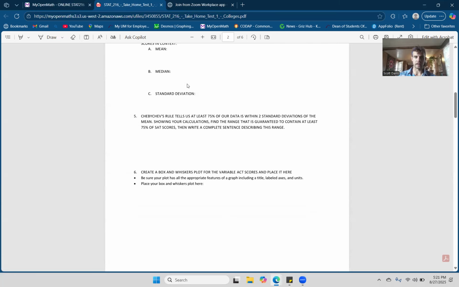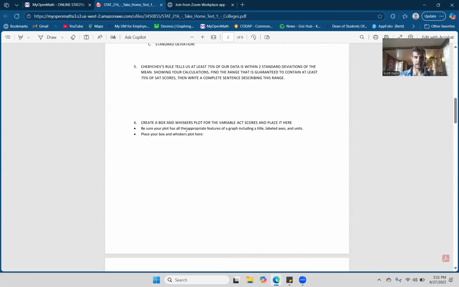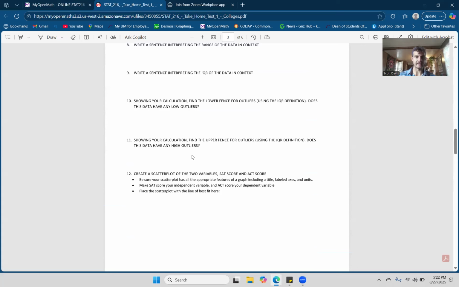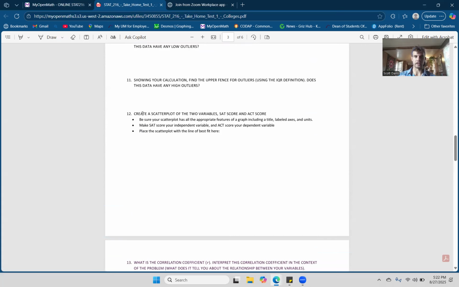Just to know, everything above here is for SAT. Everything down here is now for ACT, the piece of data using ACT. Next, we're going to look at a scatter plot of those two variables, the SAT score and the ACT score. Make sure it has title, axes, etc.